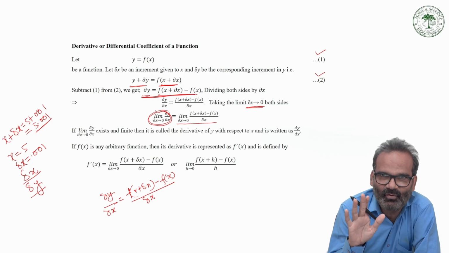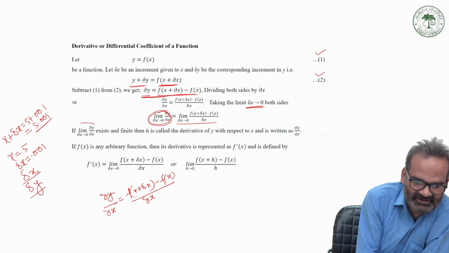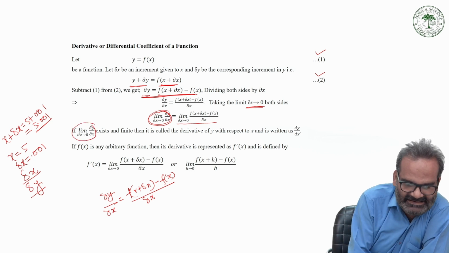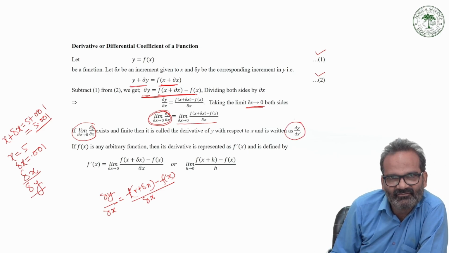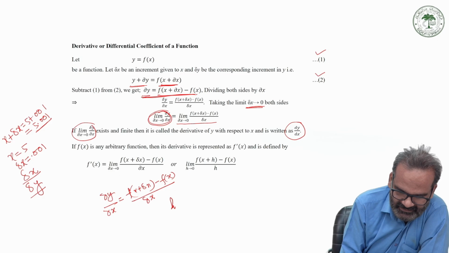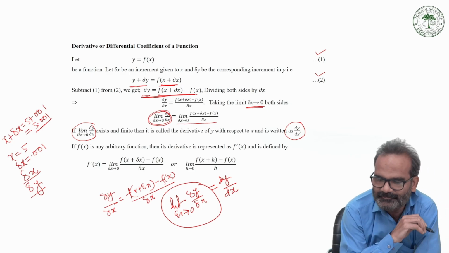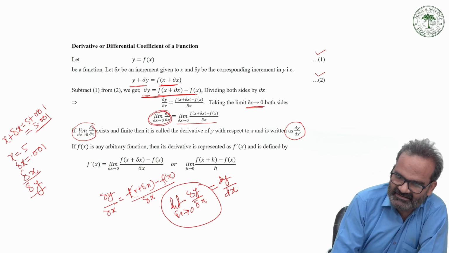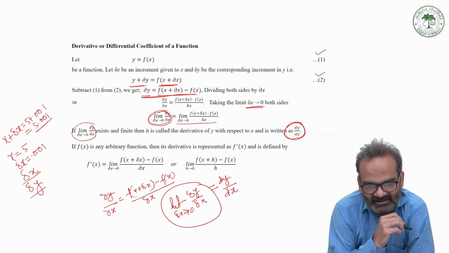But this is not in your course. This is beyond the scope of your content or course. When we find out the limit of this function, its value comes out to be dy over dx. What does it mean? It means limit delta x tends to 0, delta y over delta x. When we calculate this limit, this comes out to be equal to dy over dx, right? So this dy over dx is the main thing which we want to calculate, right?